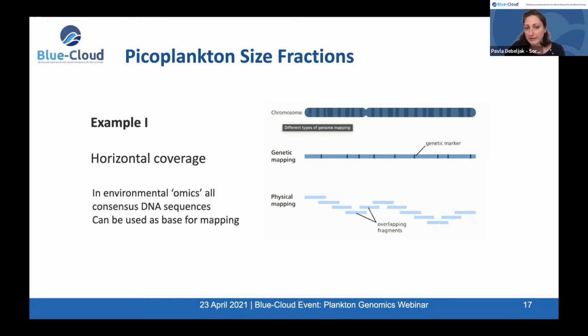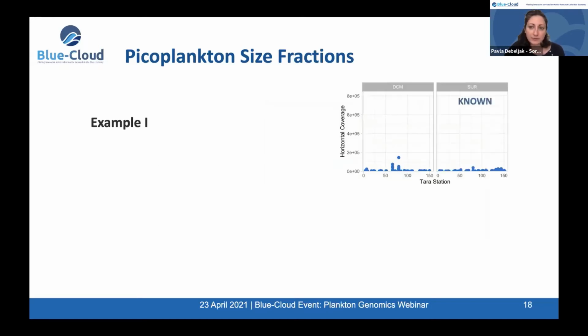And what we get then is the horizontal coverage. So the idea is to have an abundance value for one gene or one transcript. And in the case of the pico size fraction, when we look at the horizontal coverage in the y-axis for the knowns, so these are the annotated taxa, so the species that we know, we have the DCM and the surface layer, and on the x-axis you have the Tara stations, from 0 to over 150.